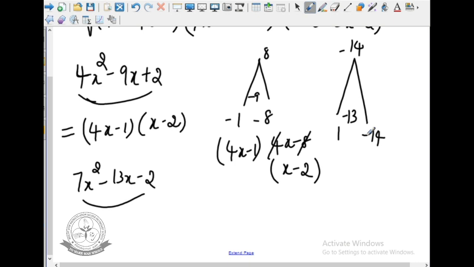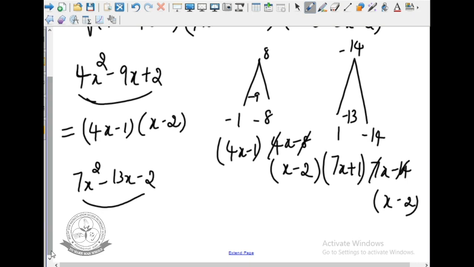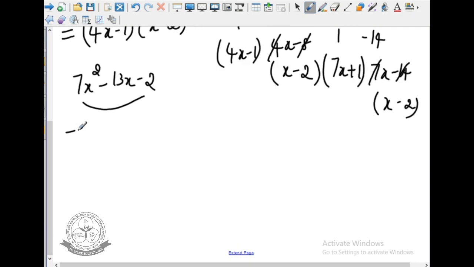If you multiply these two, I will get minus 14. If I add these two, I will get minus 13. Here I am having 7 in the coefficient. So 7x + 1, 7x − 14, right? So here only I can do the cancelling: x − 2 will come. Here I can't do any cancelling, so I take down the factors. It is equal to 7x + 1 and x − 2.